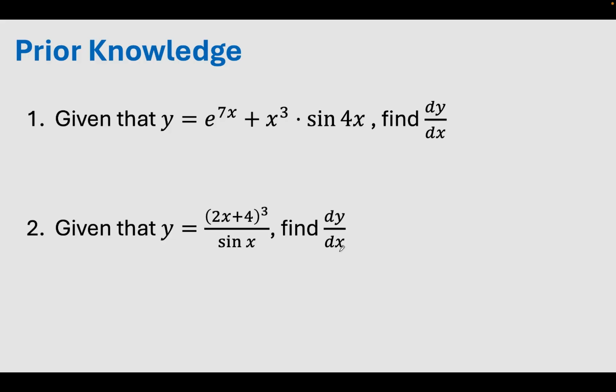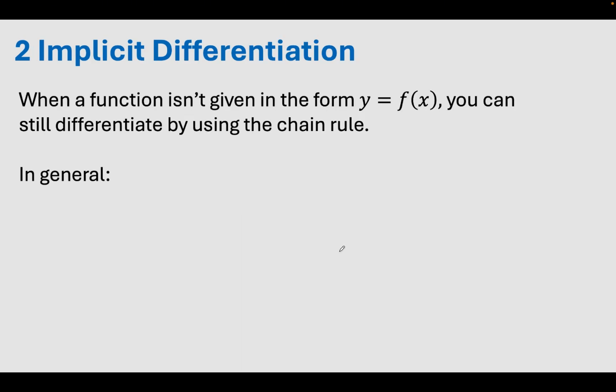Two questions on the screen. You should be familiar with how to differentiate these. If not, you can go back. This is from Pure 3. This is using the product rule, the chain rule and the quotient rule. The solutions are linked below if you want to check your answers.